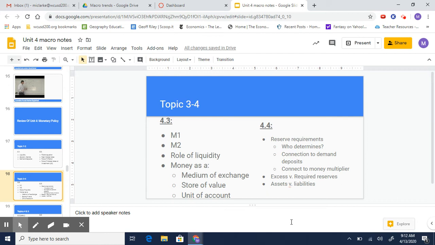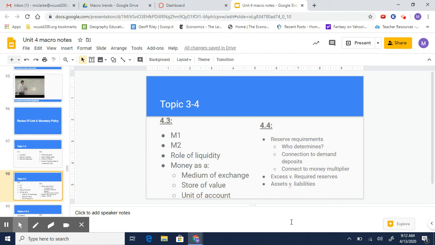The connection to the money multiplier. So you've got to know that here. The money multiplier, one of your important formulas for the entire course, is 1 over the required reserve ratio. So going back to that example, if the required reserve ratio is 10%, 1 over 0.10 is 10. Your money multiplier is 10. Anytime the reserve requirement is less, the money multiplier is higher.